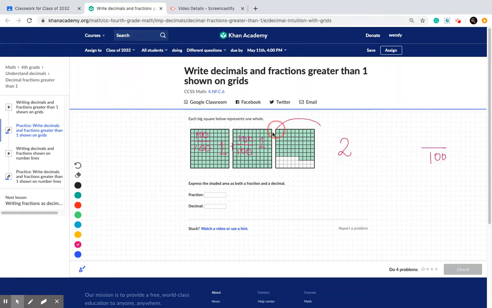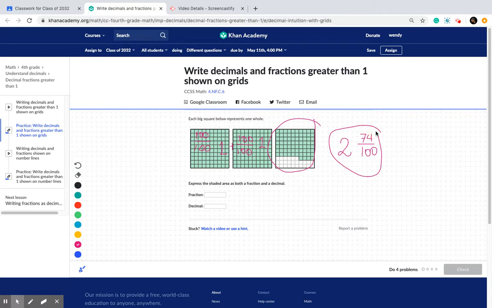But now I have this fraction over here. So I know that my denominator for this one will be 100, right? And now let's go ahead and see how many I have. 10, 20, 30, 40, 50, 60, 70, 71, 72, 73, 74. You see that? That's written as a fraction.